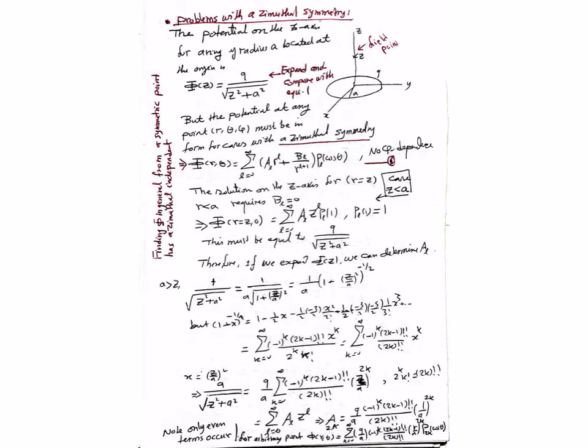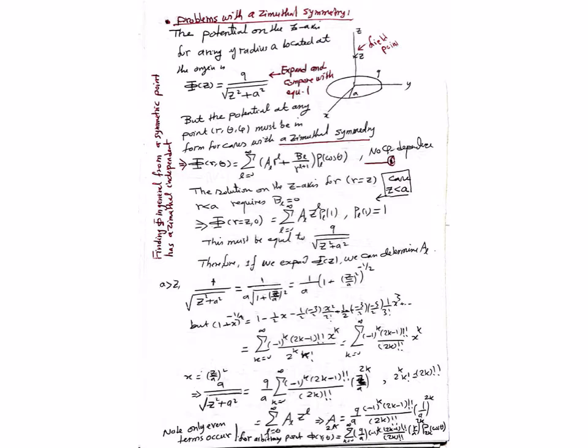Now we have to find a general solution for phi if the point is located somewhere in the space. In this case, I want to remind you that m is equal to 0, that's no phi dependence. The phi coordinate is called an ignorable coordinate in this case. Now, we have to solve the Laplace equation in a space.